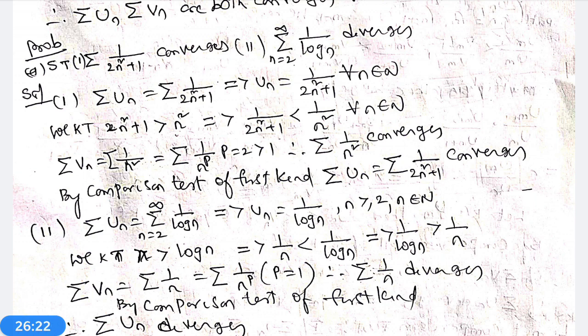Let sigma Vn is equal to sigma 1 by n, which is sigma 1 by n power p, with p equal to 1. For p less than or equal to 1, the auxiliary series sigma 1 by n power p diverges. Therefore, by comparison test of first kind, sigma un is equal to sigma 1 by log n diverges.